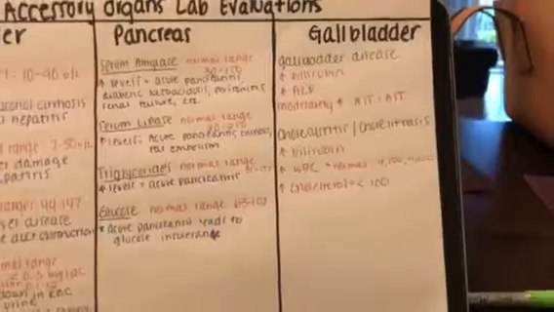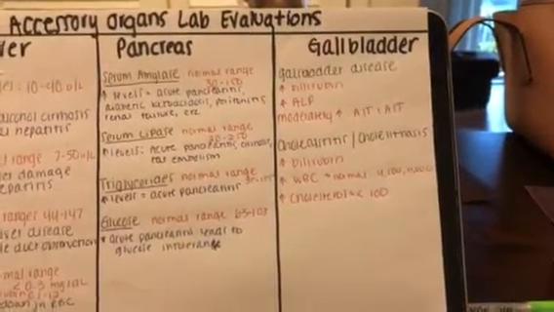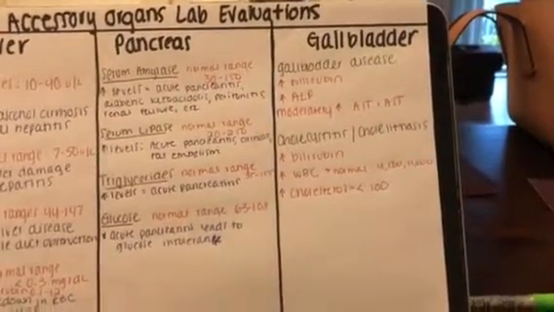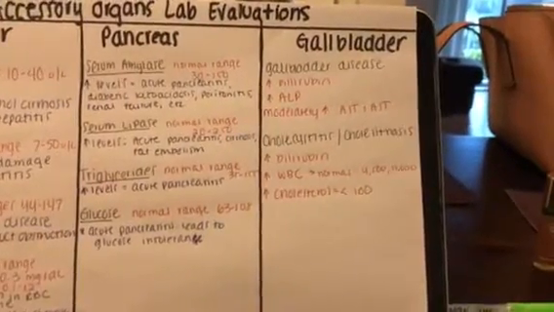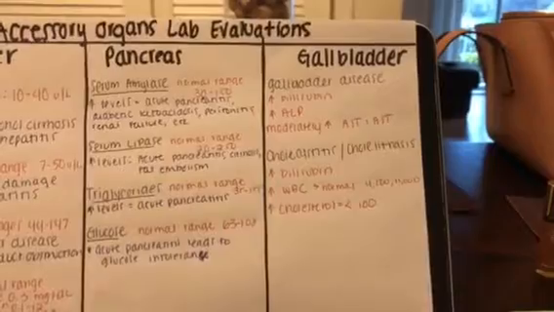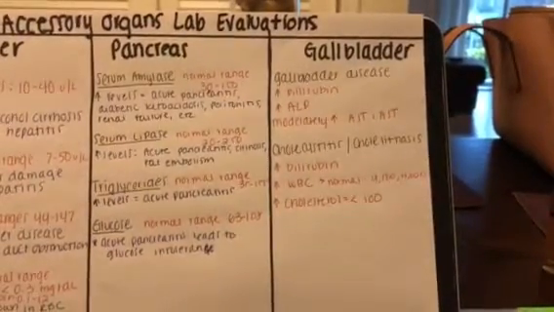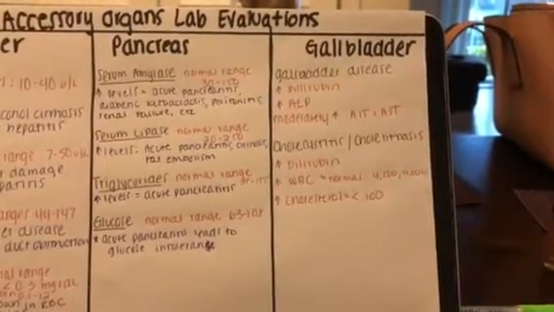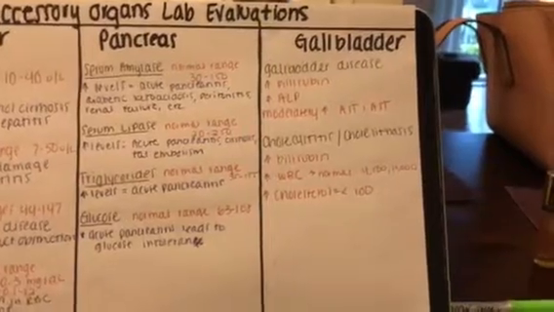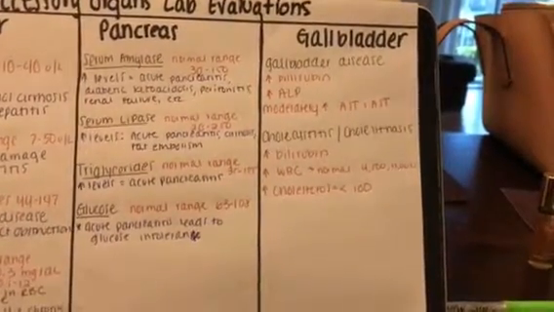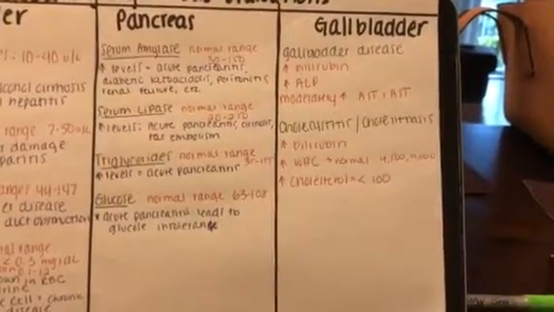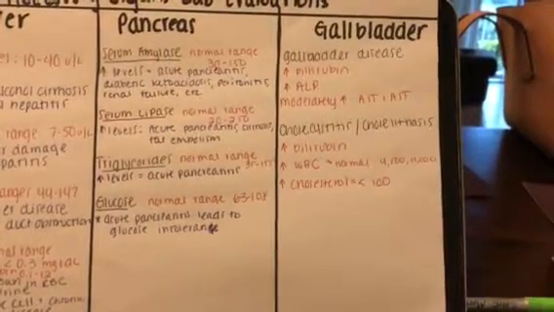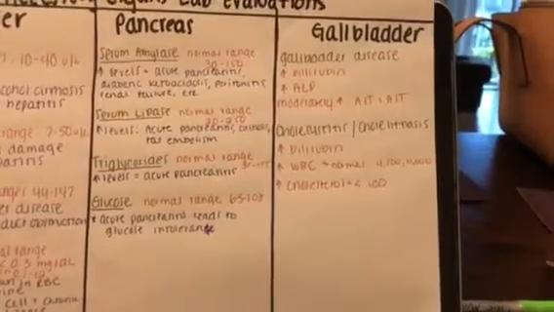Next, moving on to the pancreas, we have your serum amylase. The normal range for this is between 30 and 150. High levels would be an indication of acute pancreatitis, diabetic ketoacidosis, periodontitis, renal failure. Your serum lipase, the normal range is between 20 and 250. High levels indicate acute pancreatitis, cirrhosis, and fat embolism.